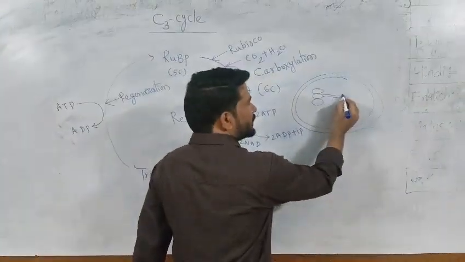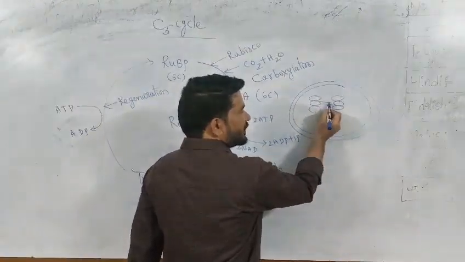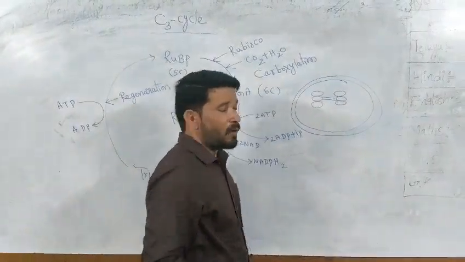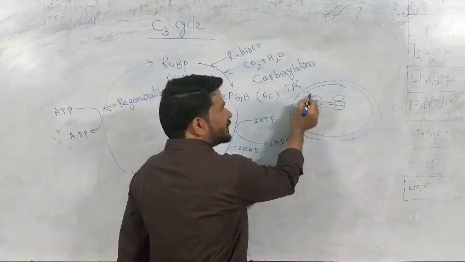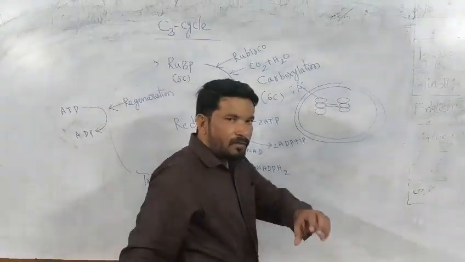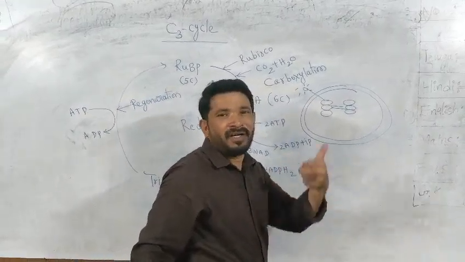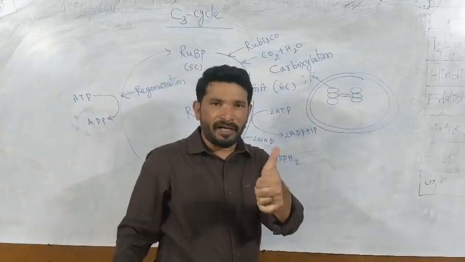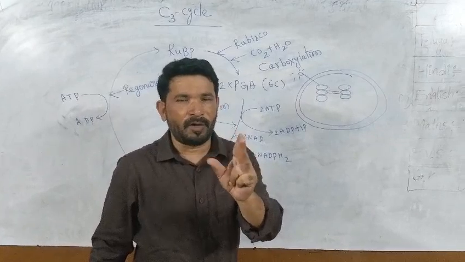These granal thylakoids connect to the Fred's lamella, or stroma lamella as we call it, and sunlight is focused on the granal thylakoid. So the light reactions take place, and the final products of the light reactions are ATP, NADPH and oxygen. These three are the main products.